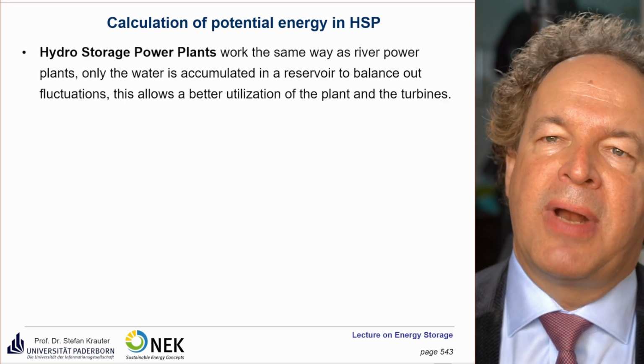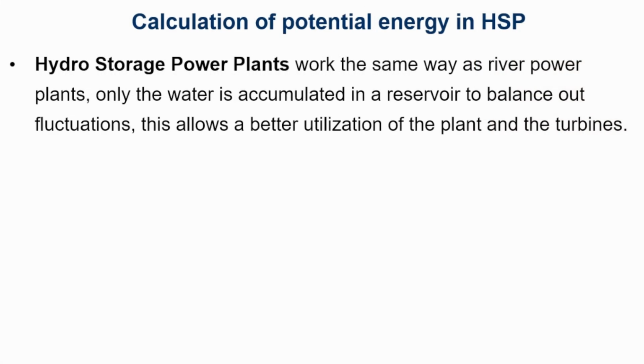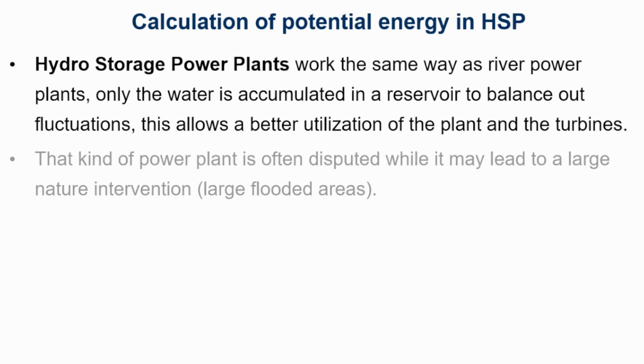Hydro storage power plants work the same way as river power plants, only the water is accumulated in a reservoir to balance out fluctuations. This allows a better utilization of the plant and the turbines. That kind of power plant is often disputed, while it may lead to large nature intervention, for example, large flooded areas.